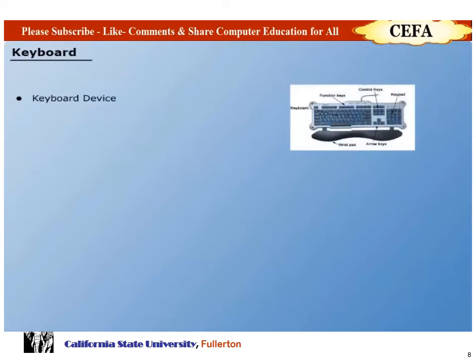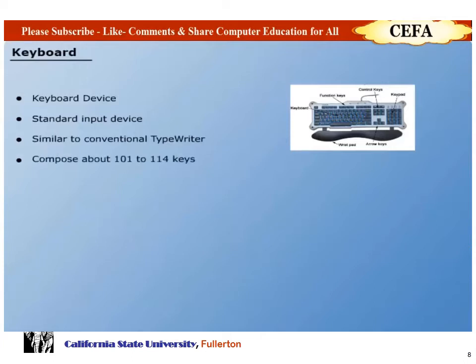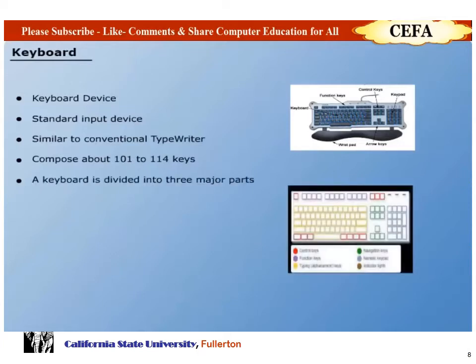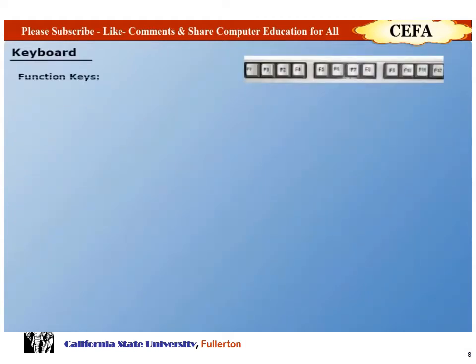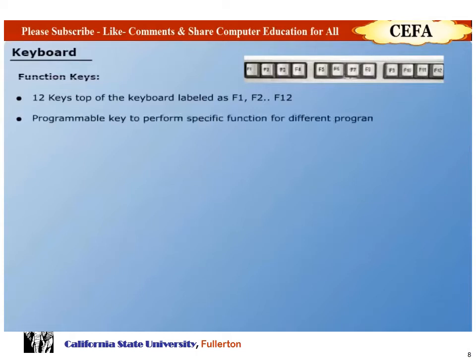Keyboard device. Keyboard is a standard input device readily available for us to feed the data. A keyboard is similar to a conventional typewriter with about 101 to 114 keys as shown below. A keyboard is divided into major parts: function keys, numeric keys, alphanumeric keys, special keys, and screen navigation keys. Function keys. Function keys are 12 in number, labeled as F1 to F12. Function keys are programmable keys to perform a specific stored function. For example, the F1 key is used for the help option.